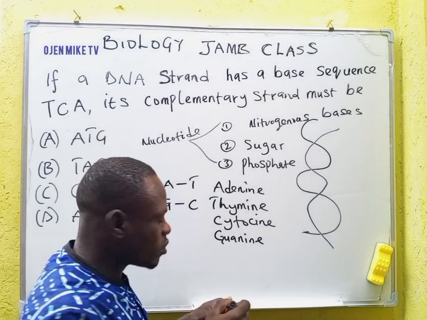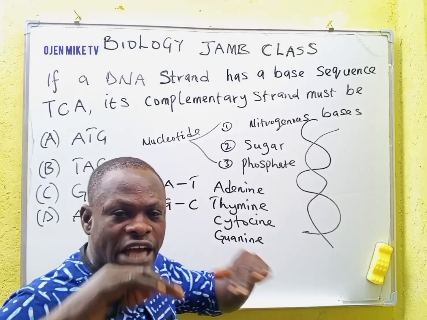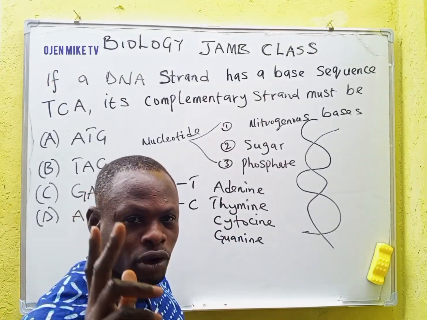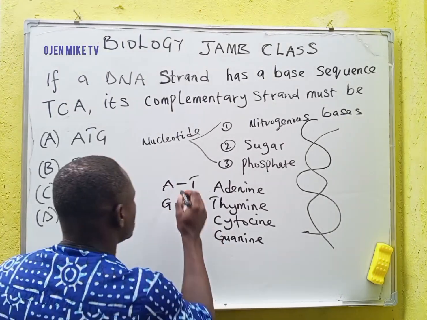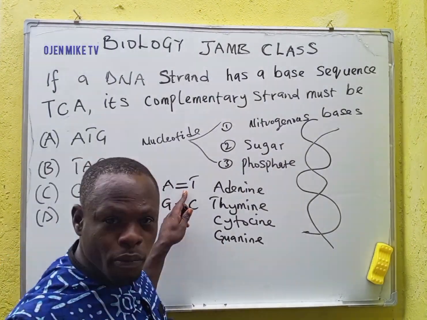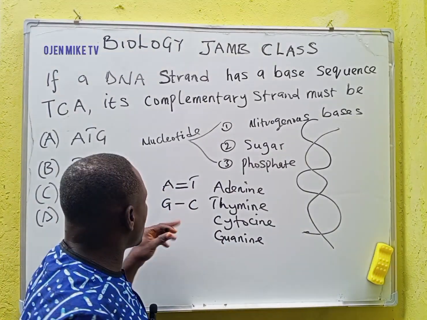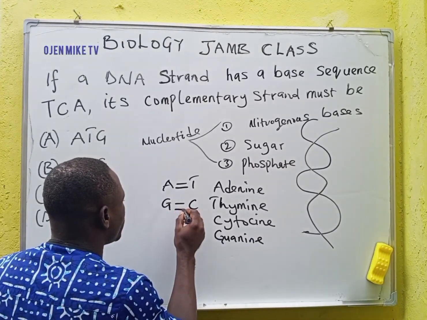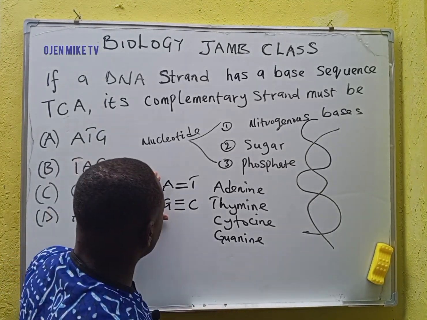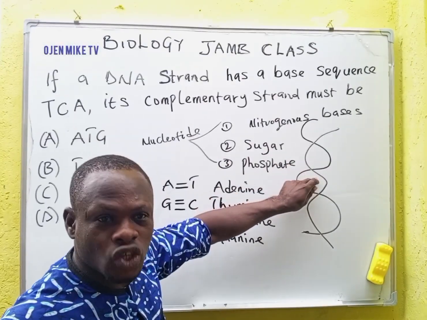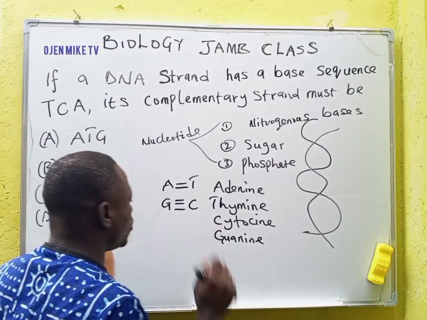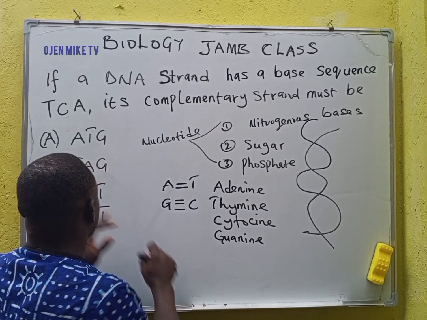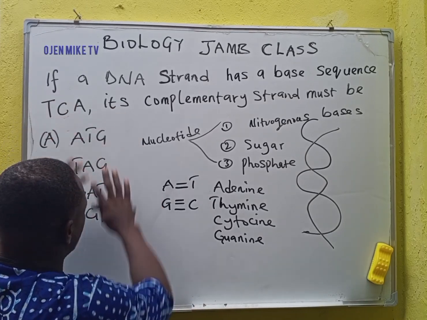But remember, the bond that connects adenine and thymine is a double bond, a hydrogen bond. While the bond that connects guanine and cytosine together is a triple bond. So this is how they are paired in this structure. Now, let's look at how to find the complementary strand.